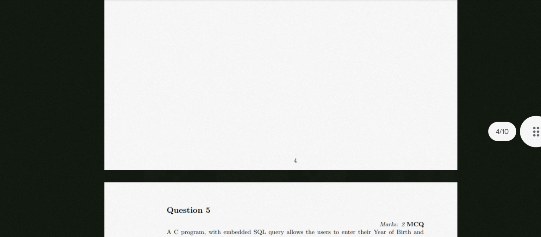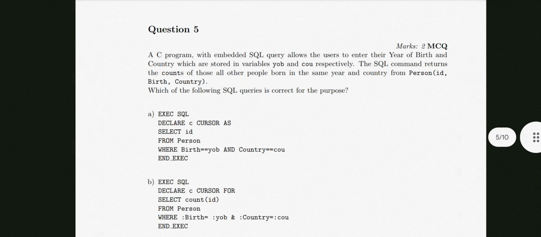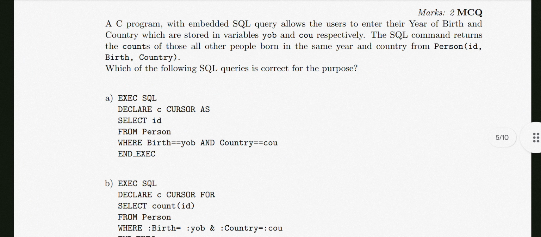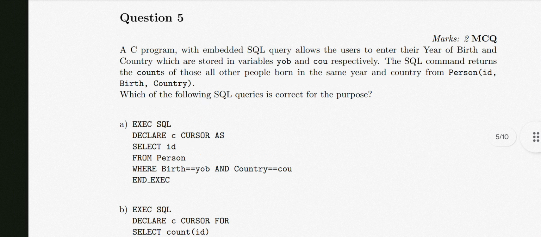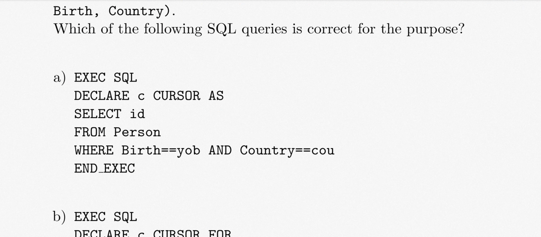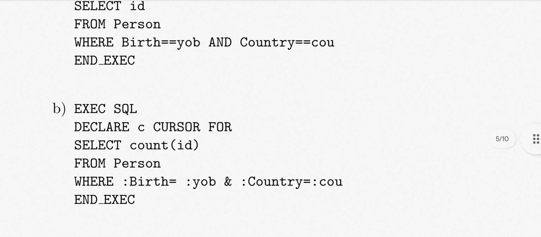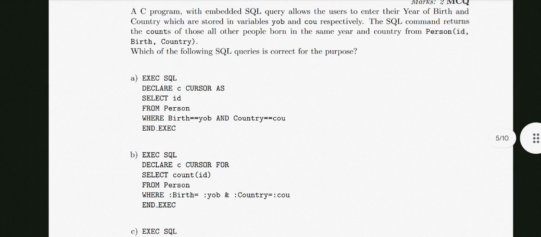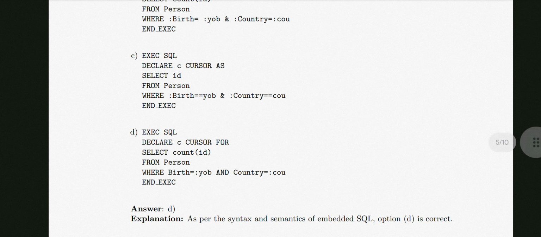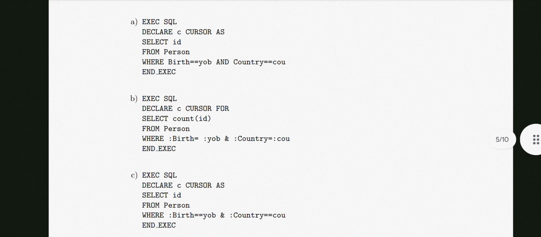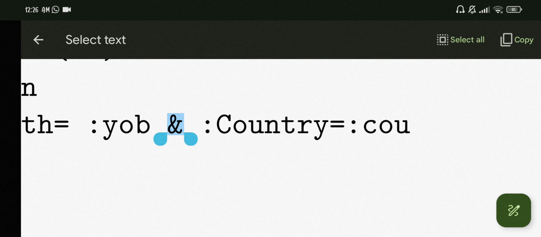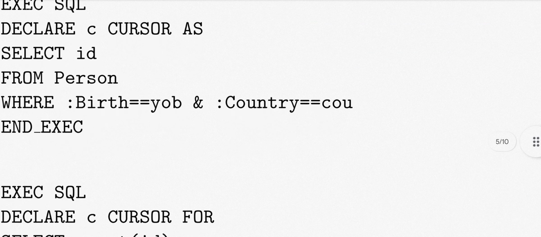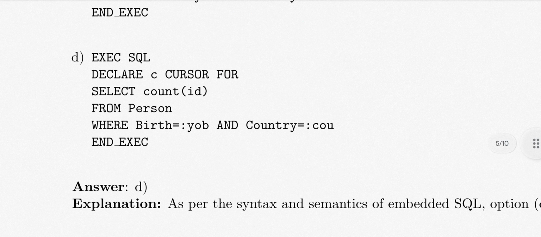Now question number 5. This also follows some syntax and semantics. Here we use cursor, and after that we don't use as, we always use for. So the option will be B or D. Now the other problem is we don't have this AND operation in SQL. We only write AND as A N D. That's why option D is the right answer.